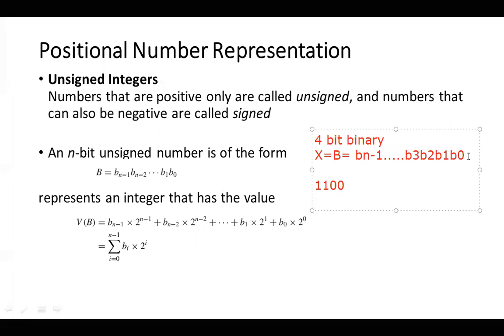This means it is 1 into 2 to the power of 3, since it is a 4-bit number, so n minus 1 is 3, plus 1 into 2 to the power of 2, plus 0 into 2 to the power of 1, plus 0 into 2 to the power of 0.